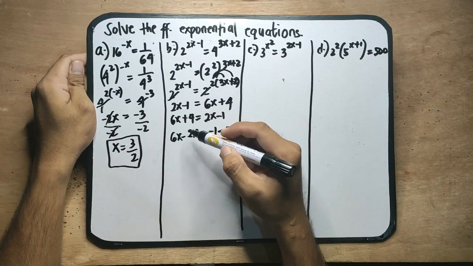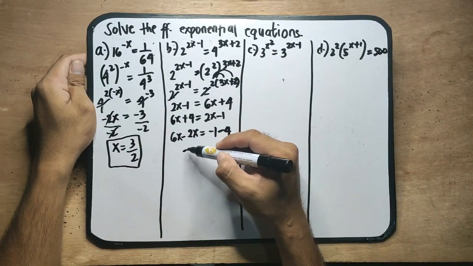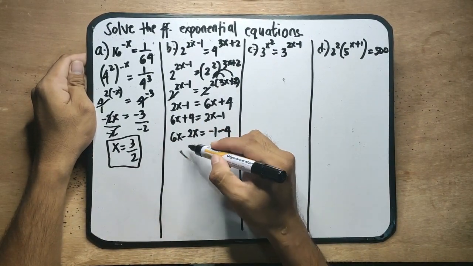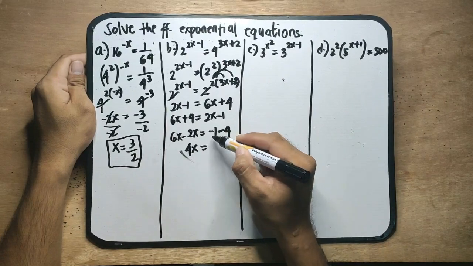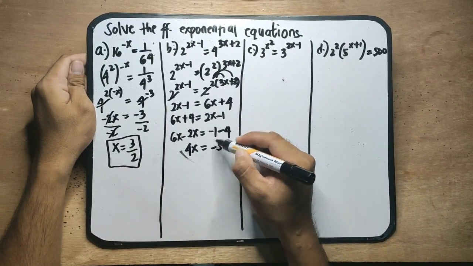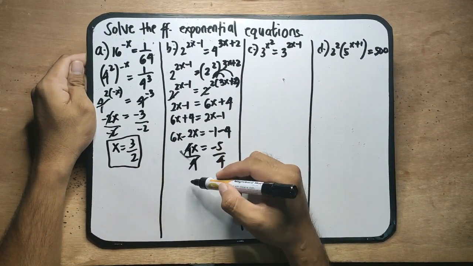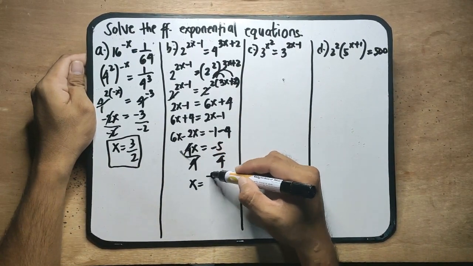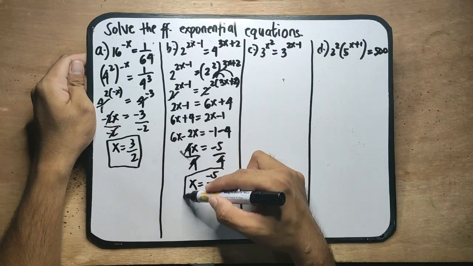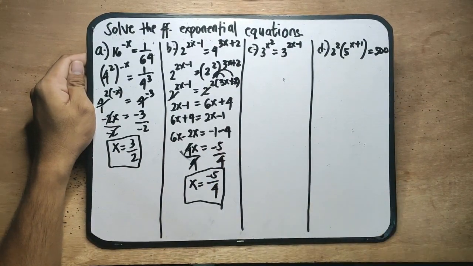So, 6x minus 2x, or 6 minus 2, is 4. 4x is equal to negative 1 minus 4 is negative 5. Divide both sides by 4. So we have x is equal to negative 5 all over 4. This is our answer for second item.